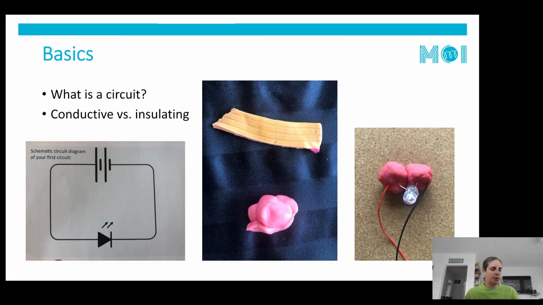So the next thing to explore is what is conductive and insulating. So conductive means that the electricity flows through it, like us, we are conductive, and Play-Doh is conductive. Insulating stops the flow of electricity, things like electrical tape, plastic, or clay.